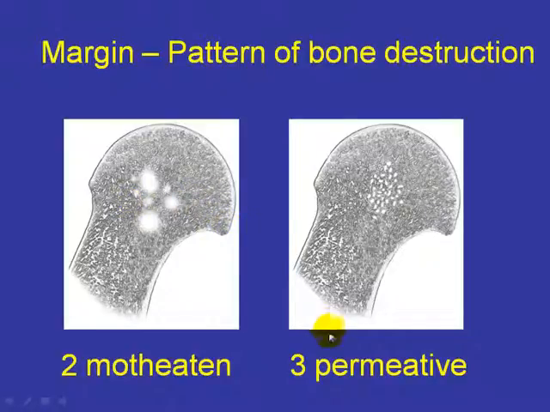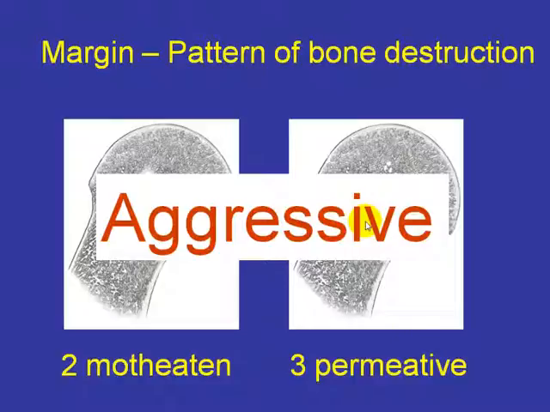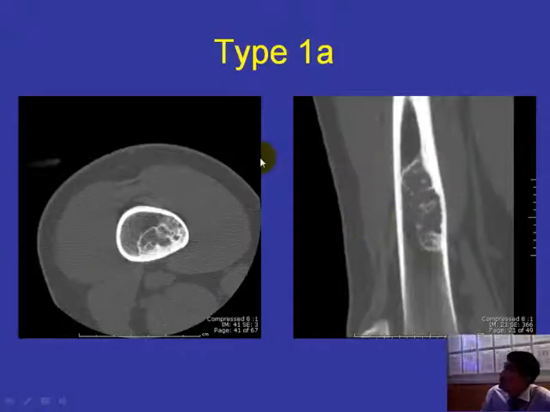And then permeative is probably the hardest one to think about, but it's basically so subtle that you can barely perceive a lesion there. So there's only a little bit of bone destruction that it makes me even think whether or not the lesion is present. And these are aggressive. So this is an example of type 1.